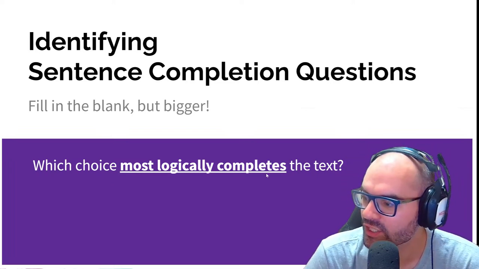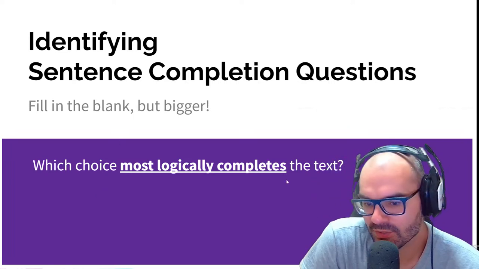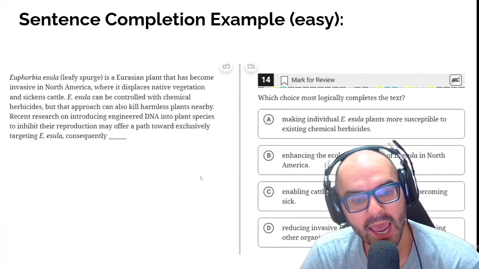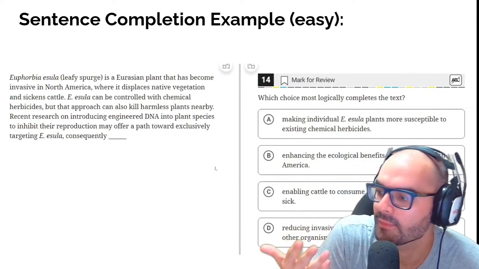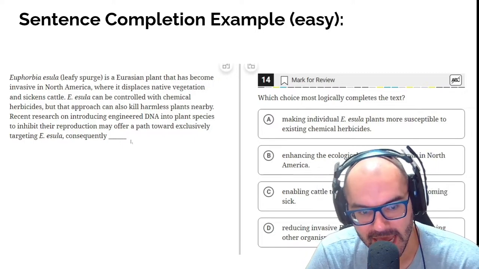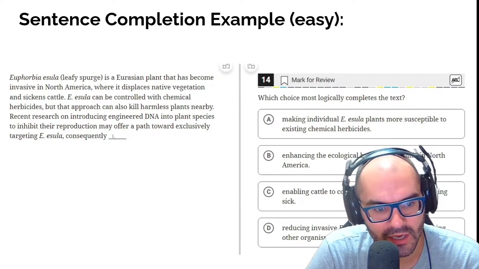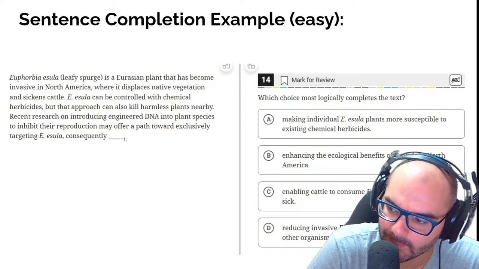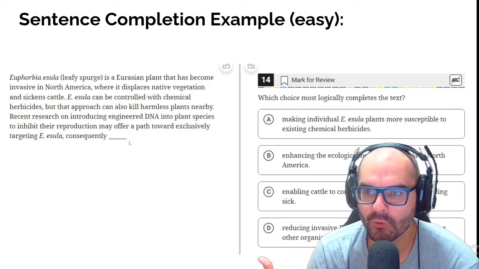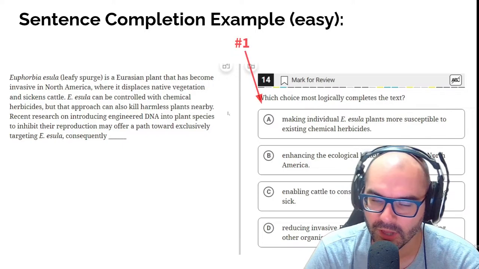This is the way the question is phrased: which choice most logically completes the text? So that's what we're looking for. Anytime I see this word completes, I know I'm trying to complete a sentence. And here's an example from the practice test from the SAT, so you can see what this looks like. Generally, the blank is going to be at the end of the paragraph. Most of the examples that I have seen, the blank is at the end. I have seen a couple in the middle, but most of them are at the end. So what I'm looking for is just a good logical conclusion to the paragraph. I want to apply my method as always.